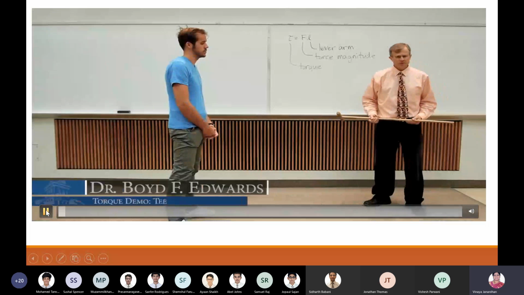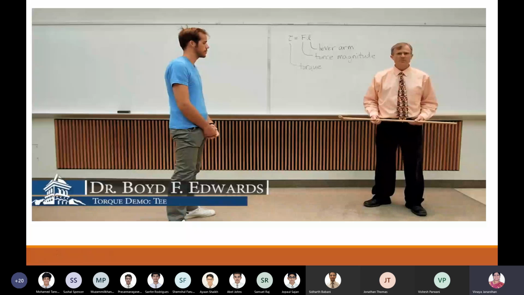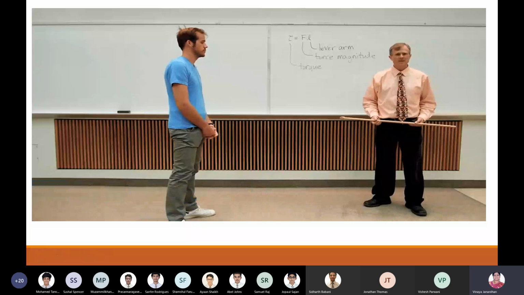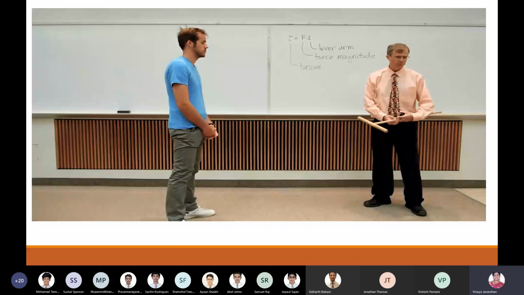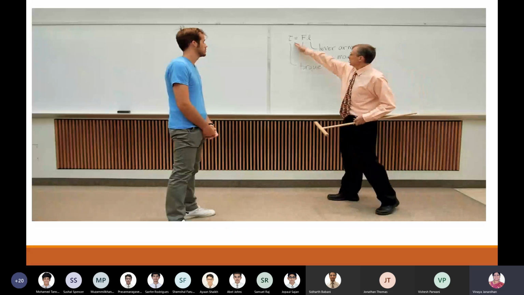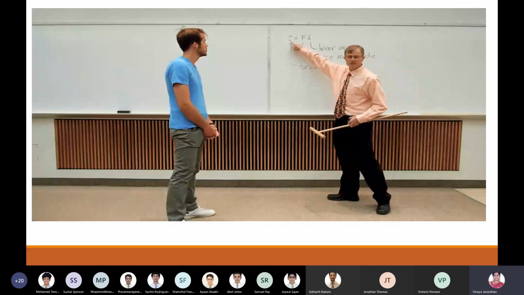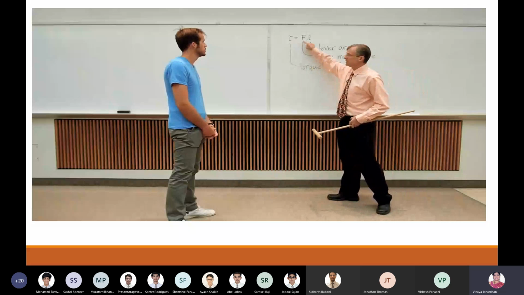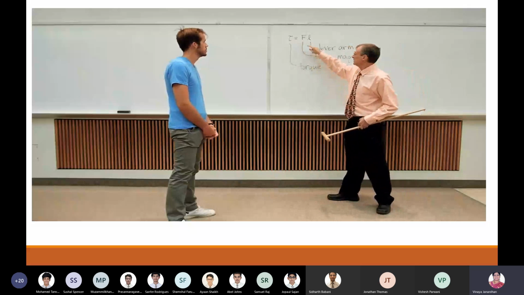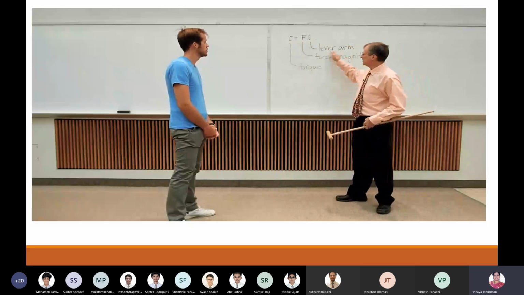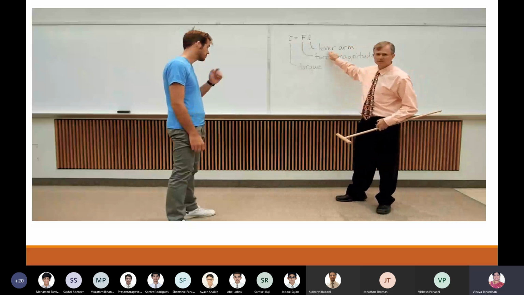This is a demonstration of the lever arm and the importance of the lever arm in determining the torque. A torque is a turning force, and the torque is given by this Greek symbol tau. It's the product of the force magnitude and the lever arm, which is a distance measured in meters.